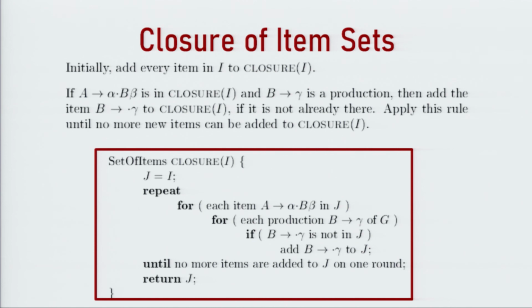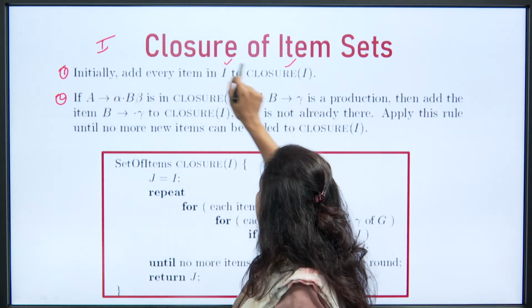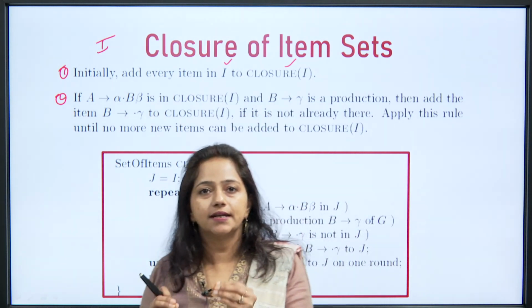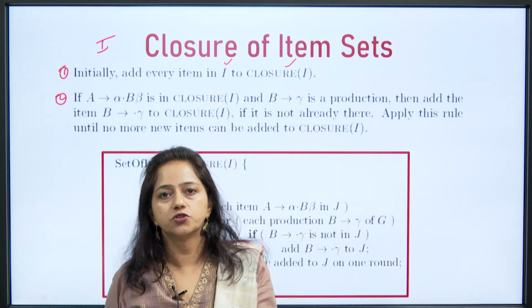Now, the next objective is to know the closure function. Closure broadly has two steps. First, initially add every item in I to closure of I. I is what? This is the set of LR0 items. So, whatever is in I we will add to closure of I. The items lying in I will be copied into closure of I.